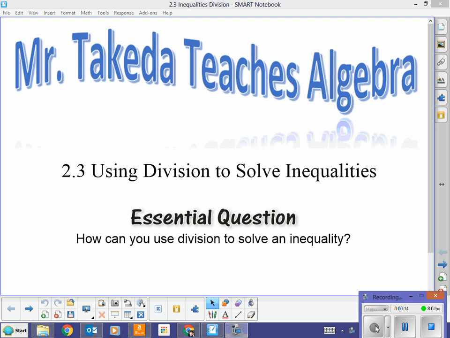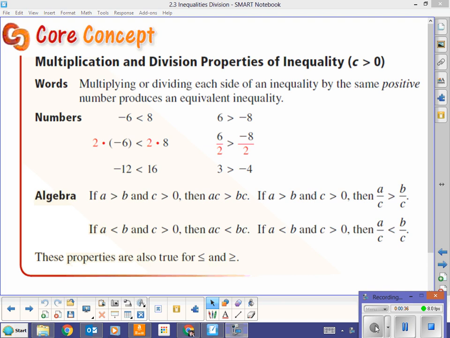This is lesson 2.3, in which we ask the essential question, how can you use division to solve an inequality? It also applies to multiplication, by the way. We do know that equations and inequalities are closely related, and so far we've seen that we're going to solve inequalities the same way that we've solved equations.